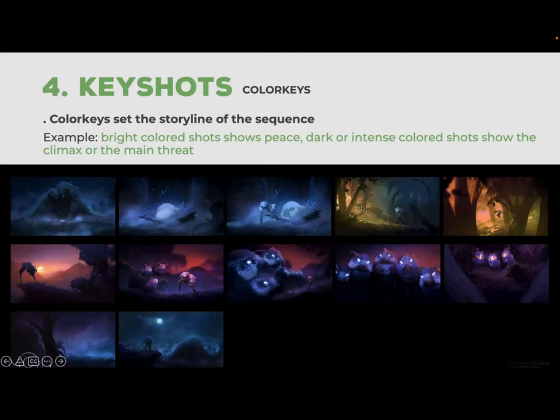And notice in this color key, or key shot in specific, how it's cut in half. The first side is complete darkness, and this side is light. So it does show that the character is moving from a very sad emotional state into a more peaceful, okay, emotional state. Having to dissect your colors like this is very, very important for your storyline.